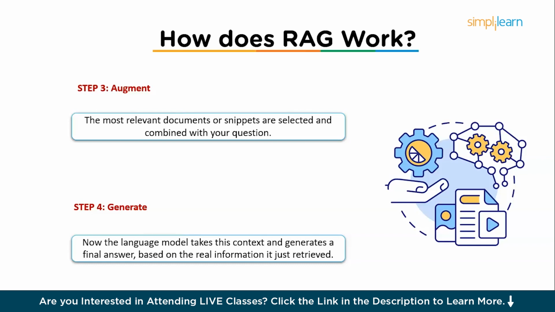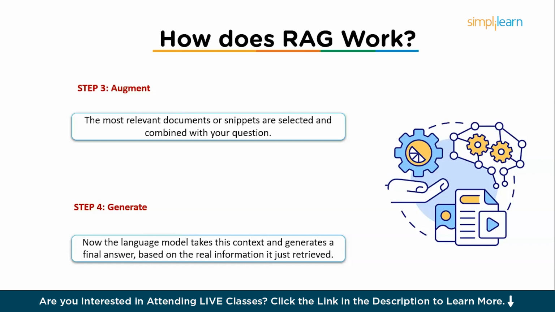It's like asking a librarian a question, and that is compared with AI. The librarian doesn't just answer from memory. They first find the right book, that is the retriever here, and then read the right page, that is the augmentation, and then explain the answer to you in simple language, and that is generation.